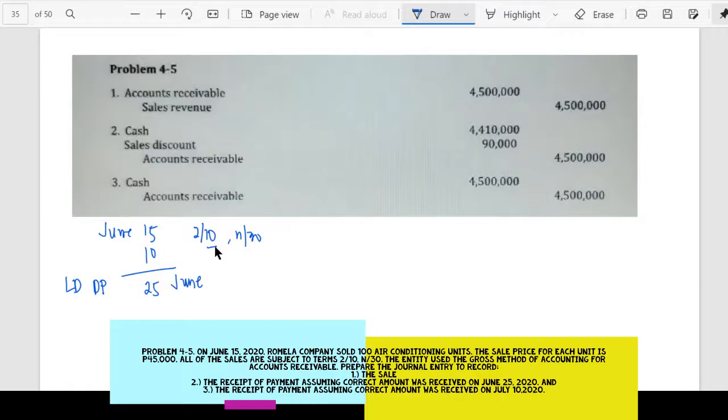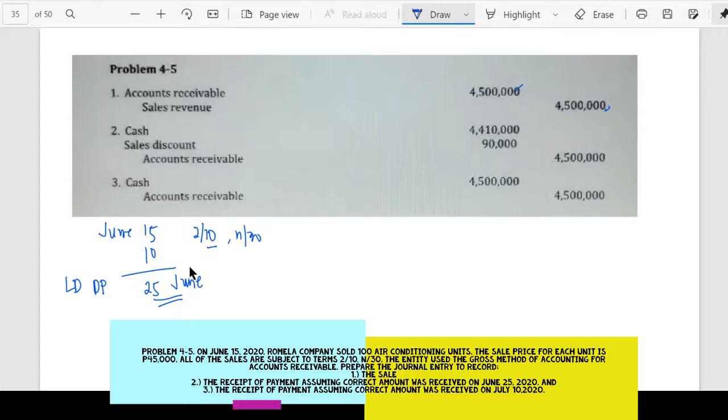So let's go first to the first requirement, entry to record the sales: debit accounts receivable, credit sales revenue, or pwede rin siya sales, sales. Then, requirement 2 is to prepare the entry if the collection was made on June 25. So remember, this is the last day of the discount period. So if nibayad si customer until June 25, it means na-avail nga discount si customer.